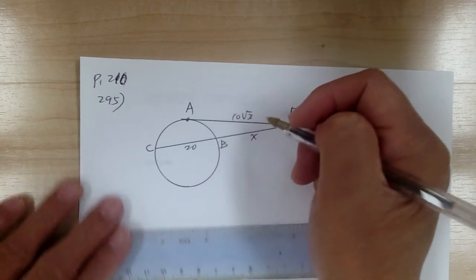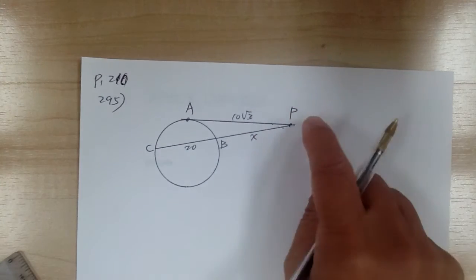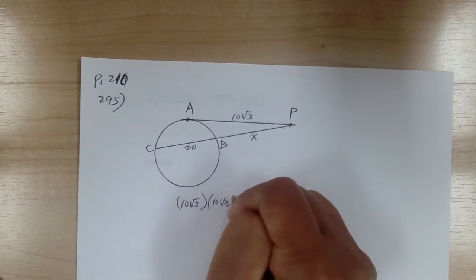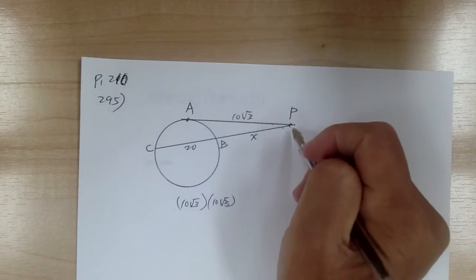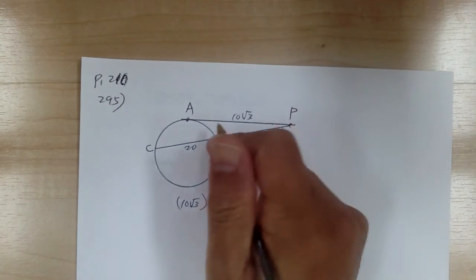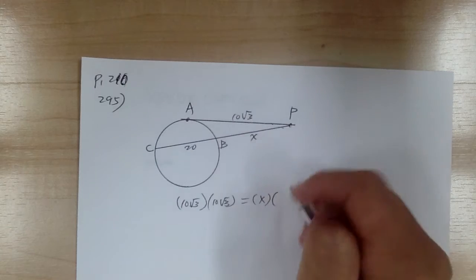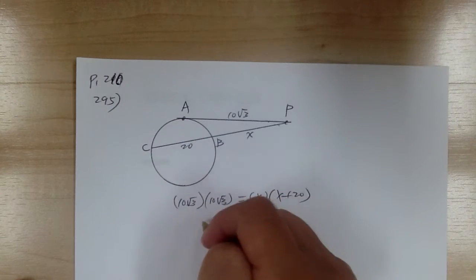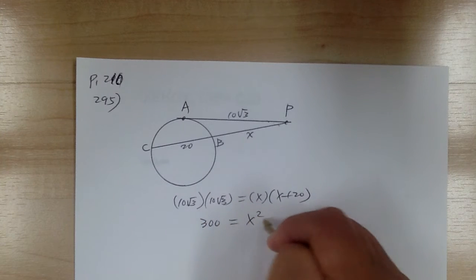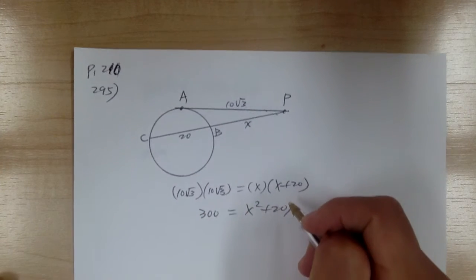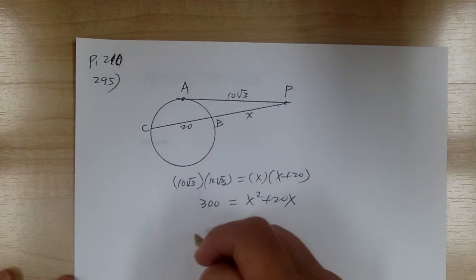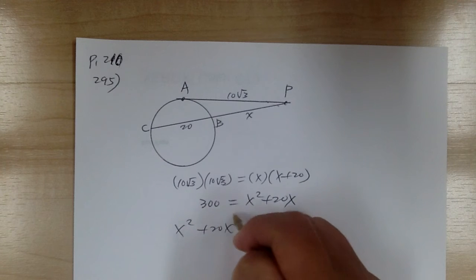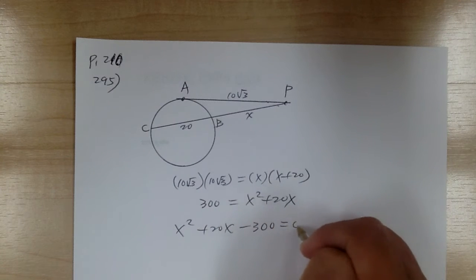Okay, so you can use the power of a point formula. So point to circle times point to circle, right? It's a tangent, so it's only one point, so you have to do it twice. It equals point to circle times point to circle, and then go and work it out. So 300 equals x squared plus 20x, and then move this over and switch sides. So you got x squared plus 20x minus 300 equal to 0.